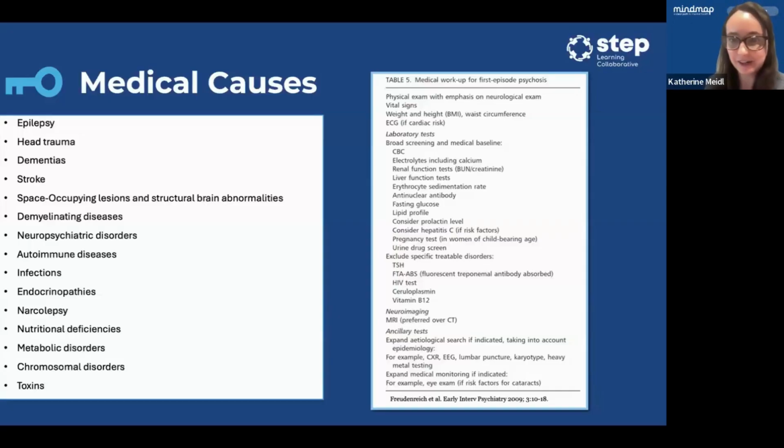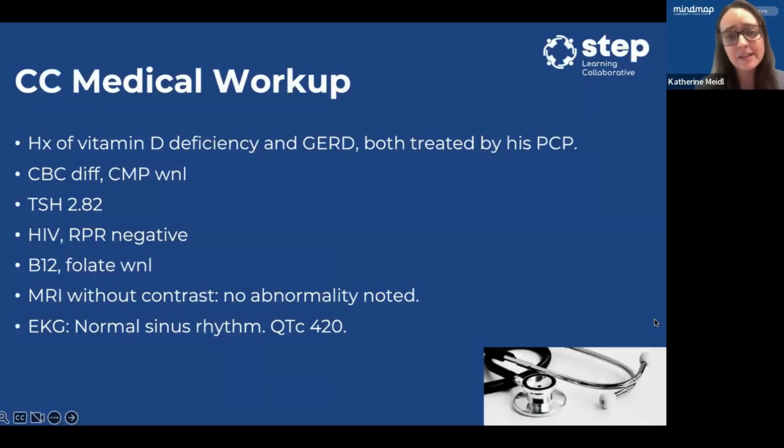And we can move on to the medical workup that our patient got, just to touch base on that more. So when thinking about what our patient did get, he did have a history of vitamin D deficiency and he had a history of GERD. Both of these were treated by his primary care doctor.